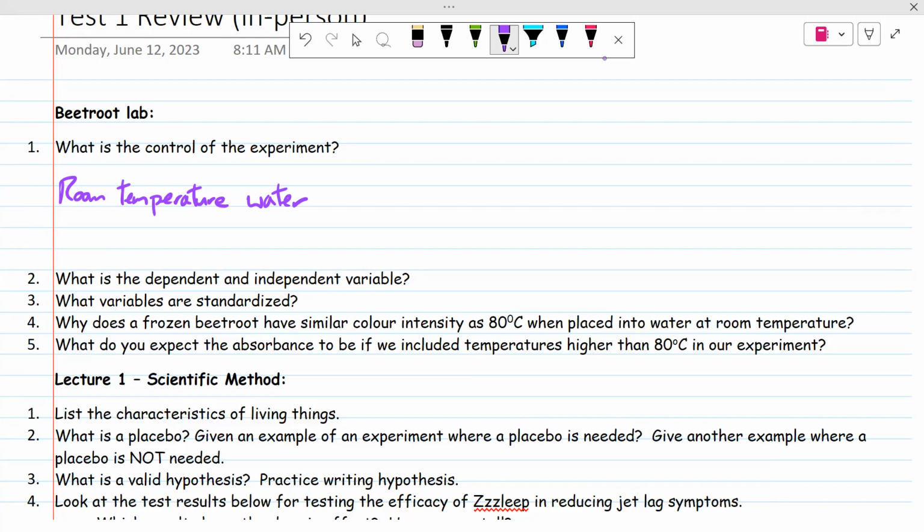The purpose of control is to provide a reference point to compare your treated groups with, right? To provide a reference, provide a baseline to compare your test results with. You can pick up a hard copy of this review sheet at the front, okay? Right at the door.